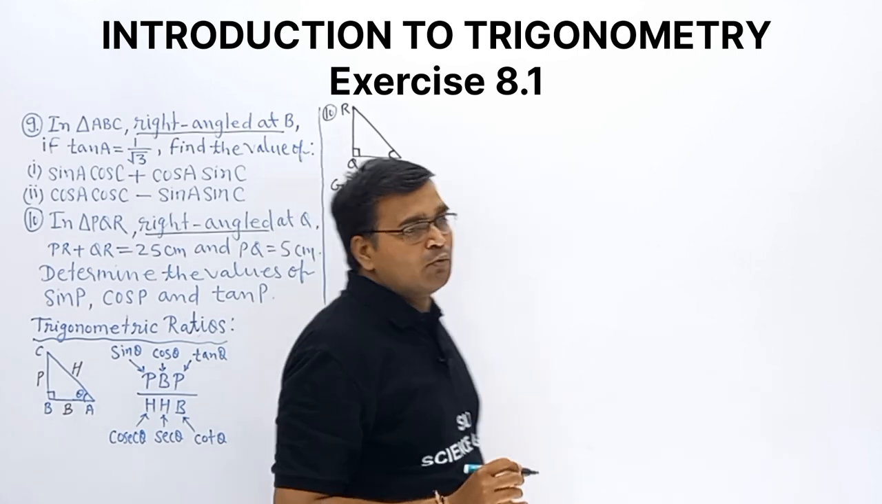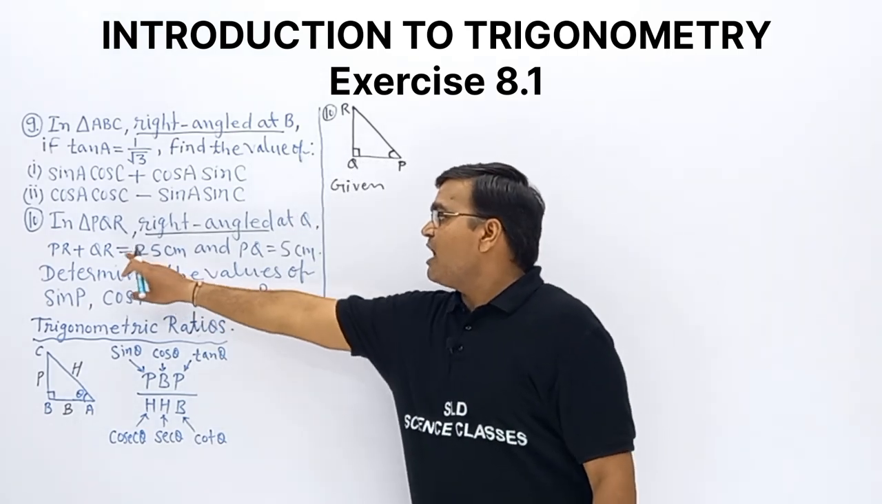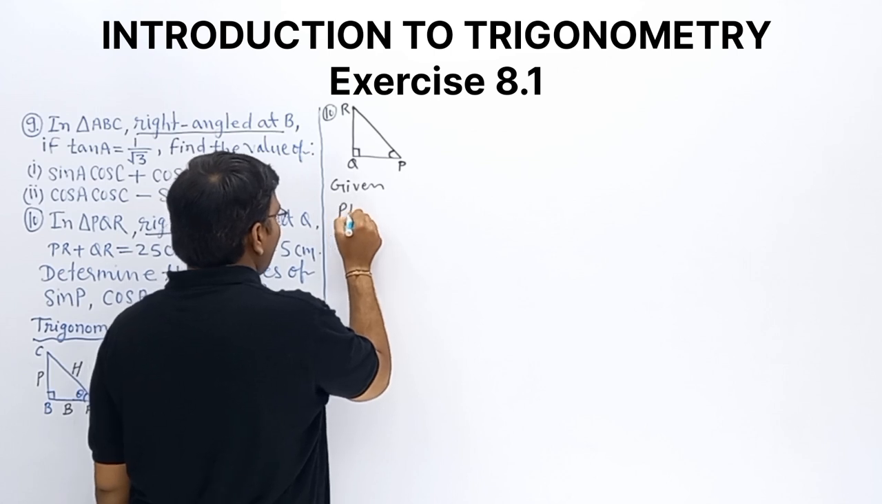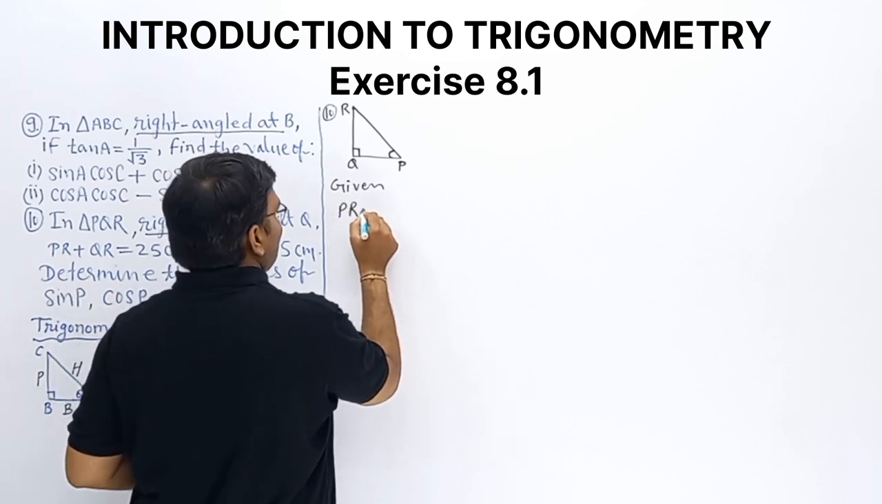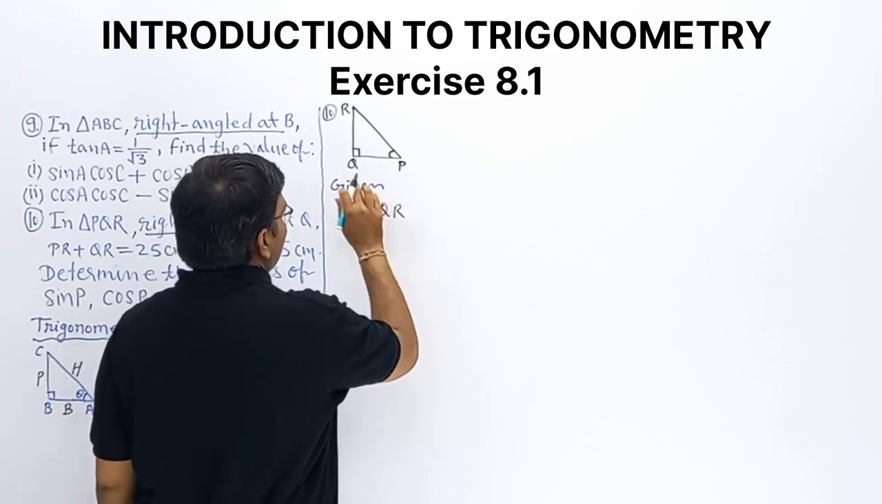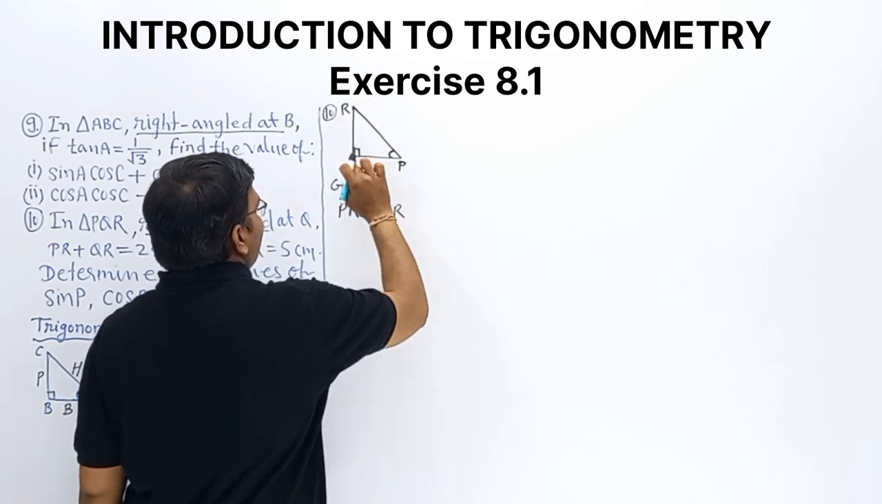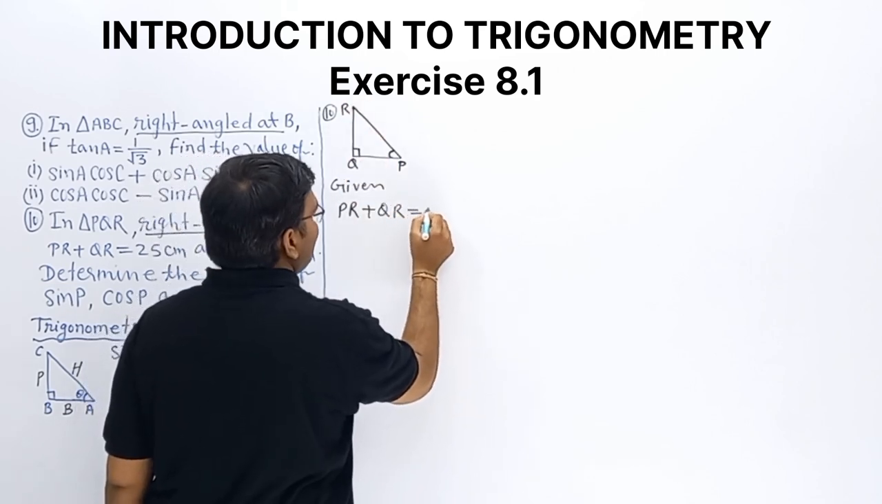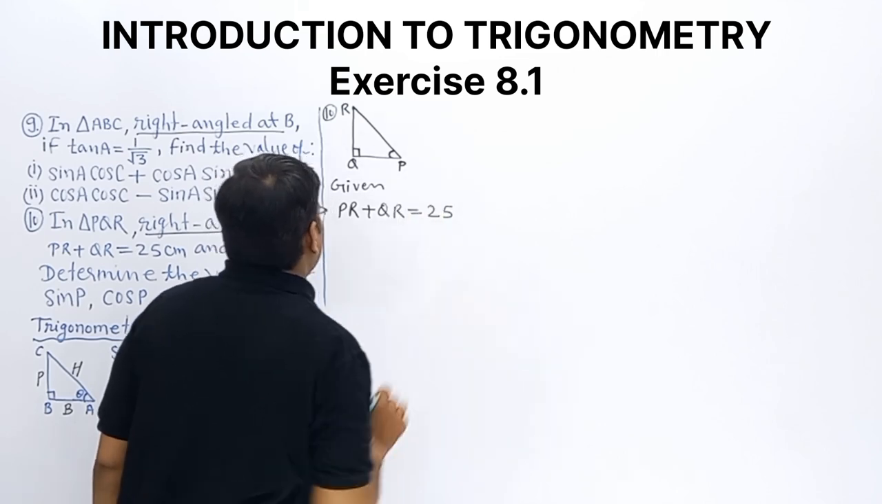PR plus QR equal to 25 centimeter. Observe, it is given: PR plus QR equal to 25 centimeter. This is the PR and plus QR. PR plus QR equal to 25 centimeter. Clear?